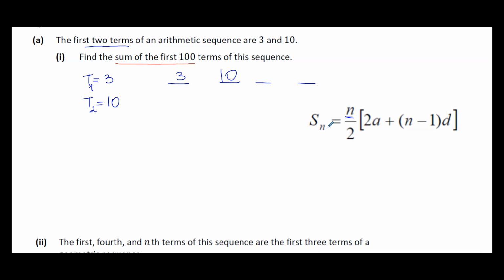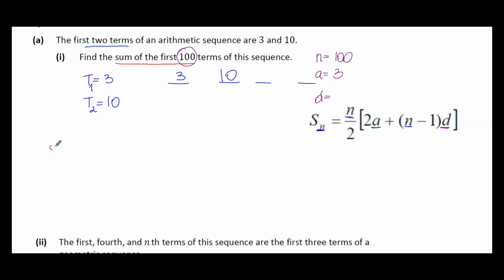So N, this is how many terms, the number of terms I am adding. Then I have A, that's my first term. And then I have D, that is that number I'm adding every time, what's called a common difference. So do I have how many numbers I am adding? 100. So yes, the value of N will be 100. Do I have the first term? I do, that is 3. Do I have D? No, I don't have D.